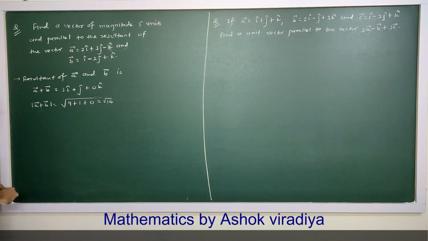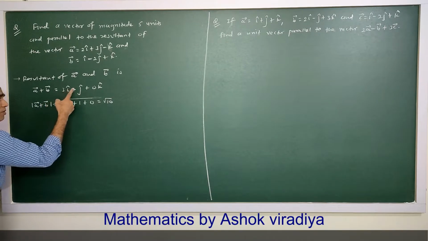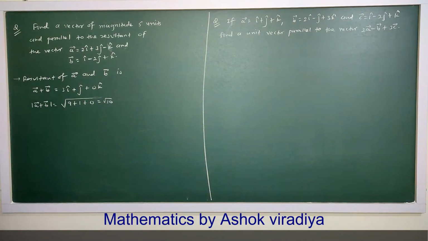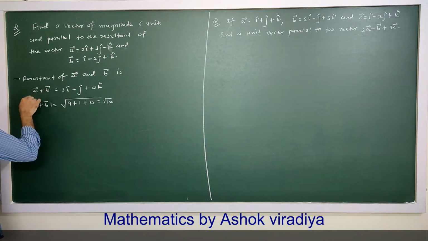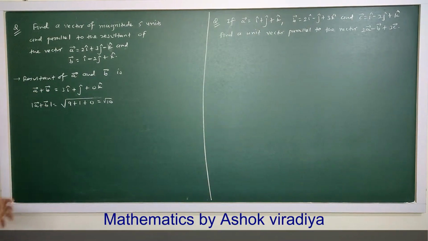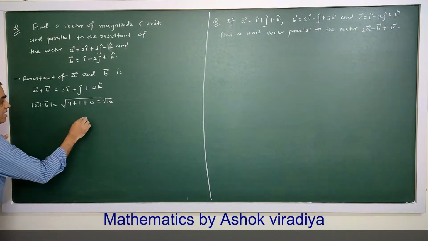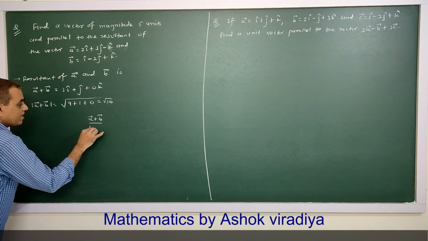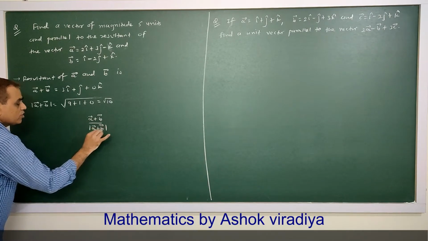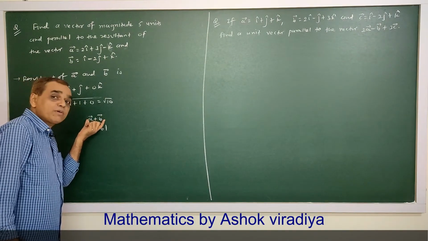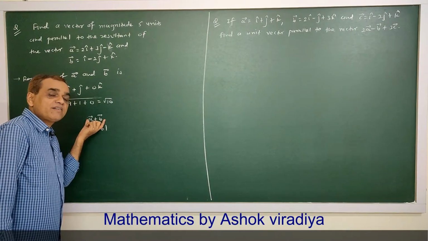Now if we divide these scalar components by the magnitude, whatever we obtain will be the unit vector in the direction of the resultant of A bar and B bar. So here we divide vector A plus vector B by its magnitude. So this is a unit vector parallel to vector A plus vector B, or in the direction of vector A plus vector B.